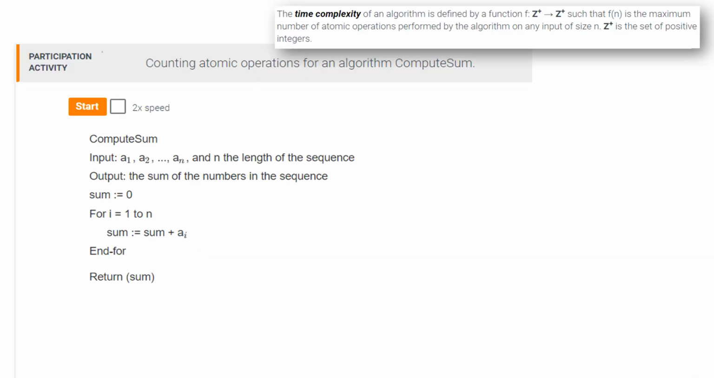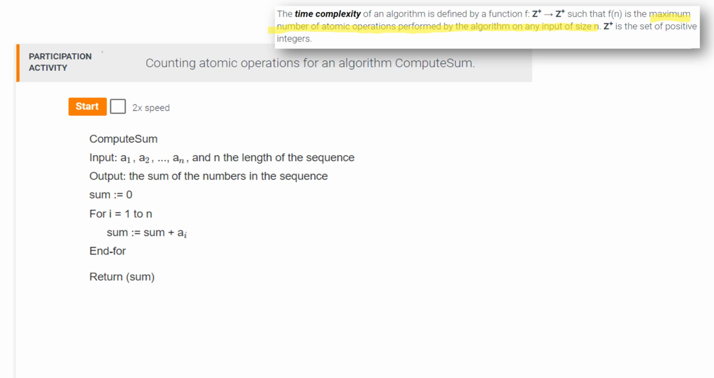Remember, as we are considering time complexity, we are going to be finding the maximum number of atomic operations performed by the algorithm on any input of size n. So if we take a look at an algorithm, we're going to try to count the number of atomic operations that might possibly be done, the maximum number, the worst case scenario. We're going to add those all up, and then we'll come up with a function called the time complexity function.